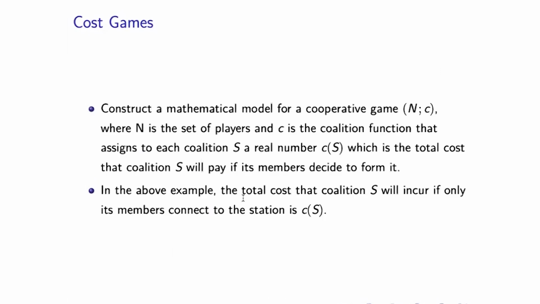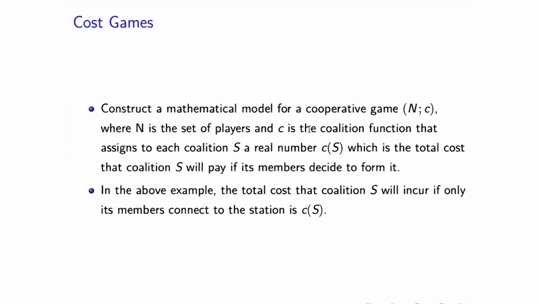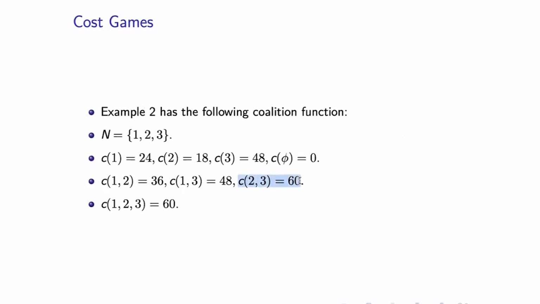And what about C2 and 3? Here you have to build a connection from the station to the junction, then junction to node 2, as well as junction to node 1 to node 3, right? Why do you also have to connect 1? Because you cannot go to 3 without passing through 1, right? So now if you add up, this is 6 plus 12, which is 18, plus 18, which is 36, plus 24, equal to 60. That's what you get, C23 equal to 60.